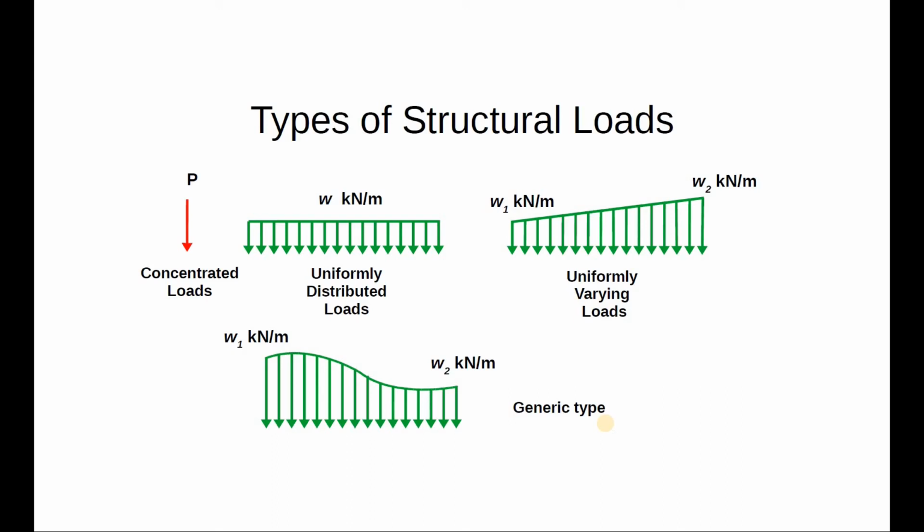In the case of uniformly varying load, the area under the curve represents the total magnitude of the load. Any load that is not of regular type can be represented as a generic type. The intensity, or the variation of intensity in this case, is expressed as a mathematical formula. In order to calculate the total magnitude of this load, you need to employ integration.